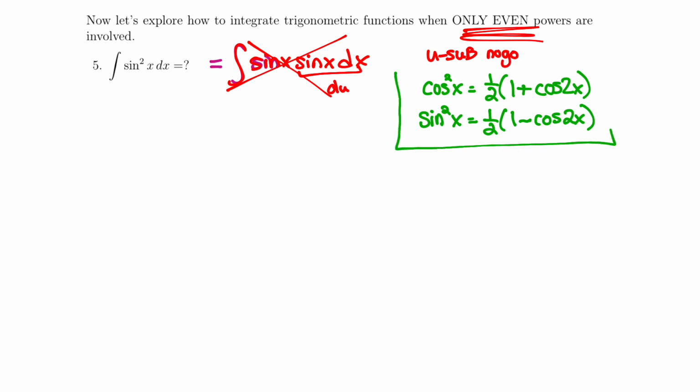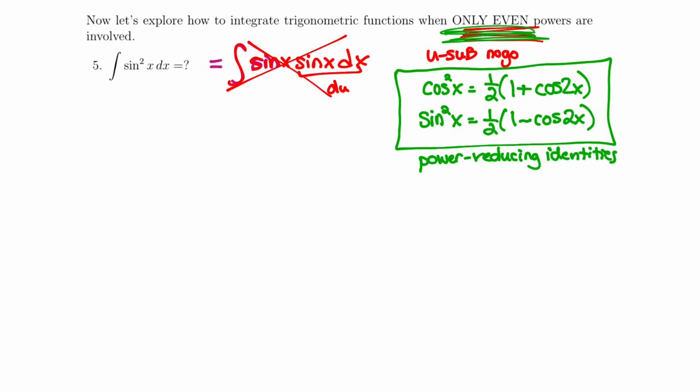So these are what we call double angle identities. You also refer to them as half angle identities, but we in Calc 2 call them our power reducing identities. That's how we refer to these. Power reducing identities work well when we have only even powers on sine and cosine. Notice, we only have an even power on sine, correct? Only an even power. U sub's a no-go. So instead, we're going to use one of these power-reducing identities.